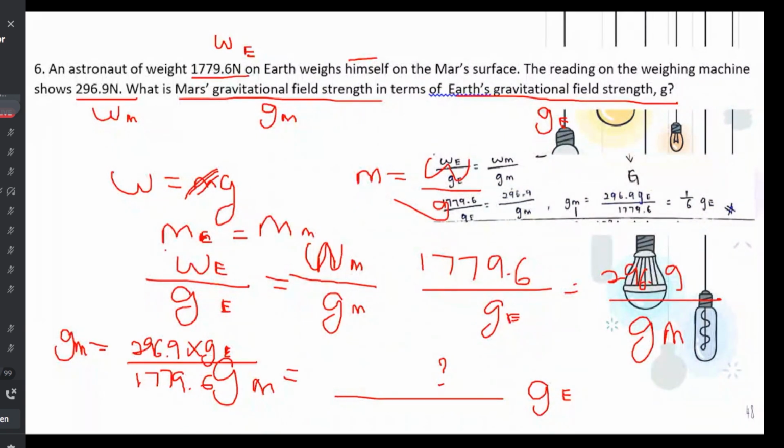Yongjie, because they want it in terms of g_E, usually for this kind of comparison ratio question, it is better you write it in terms of a fraction. Of course, if you have decimal places and you really can't do it, then you just write in decimal places. But usually for this kind of comparison question, it's in terms of a ratio fraction.